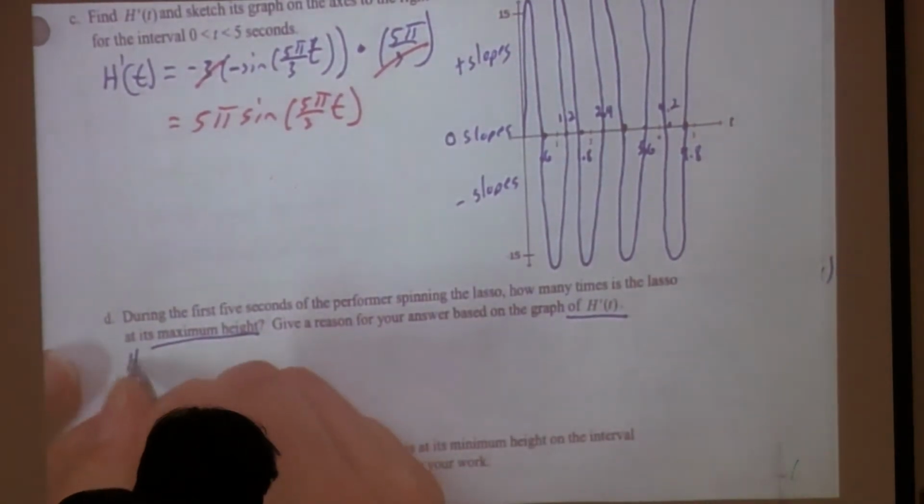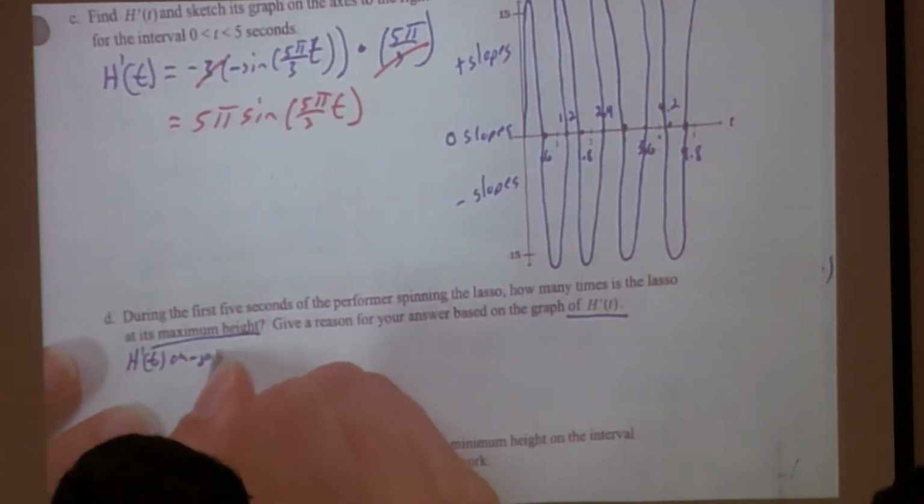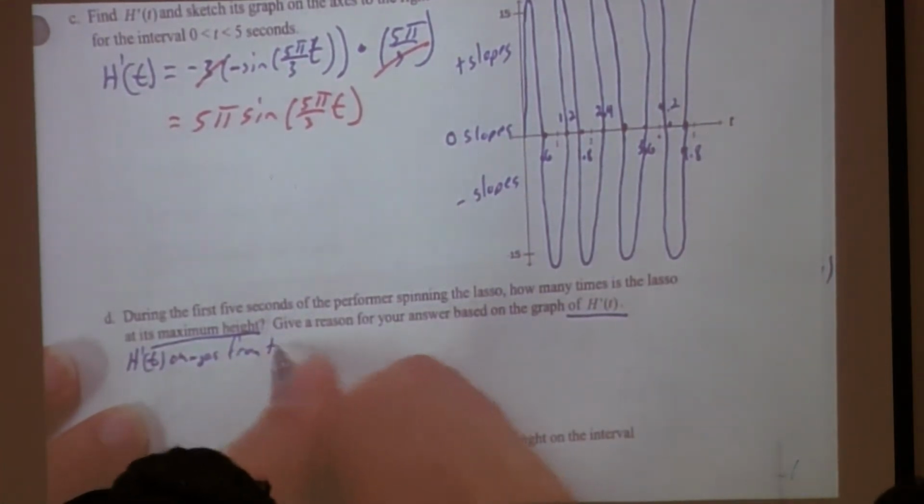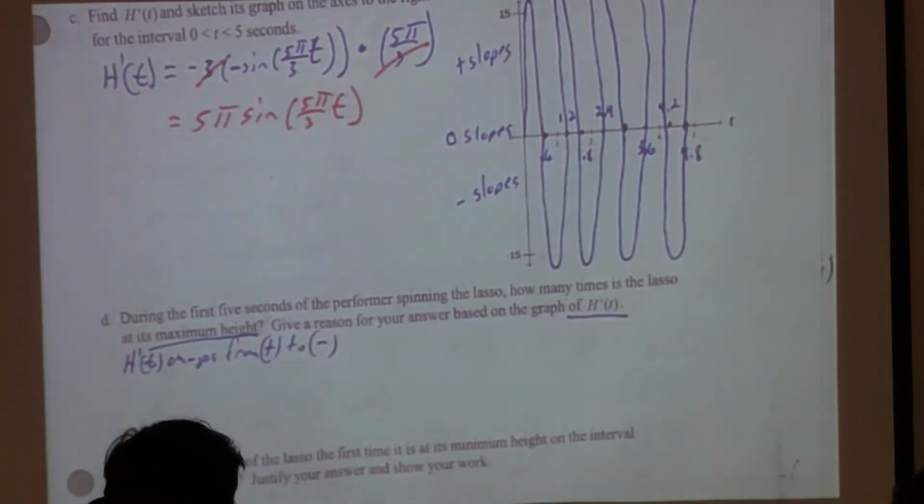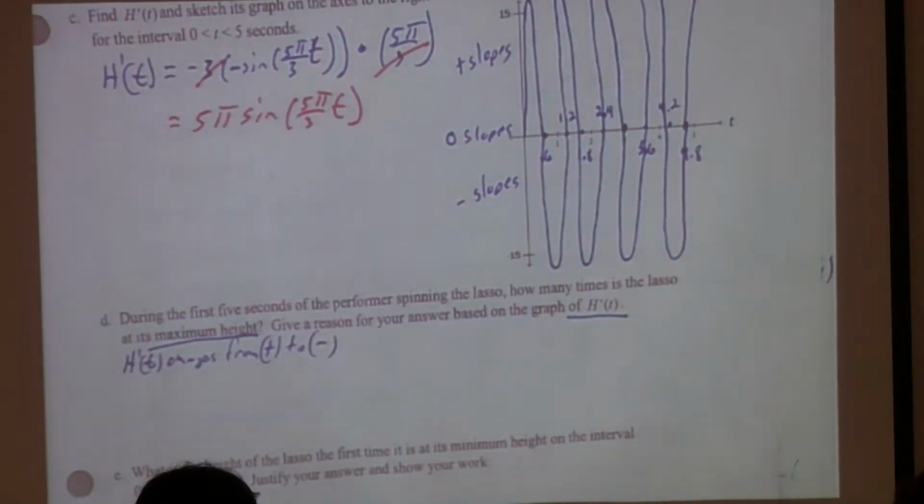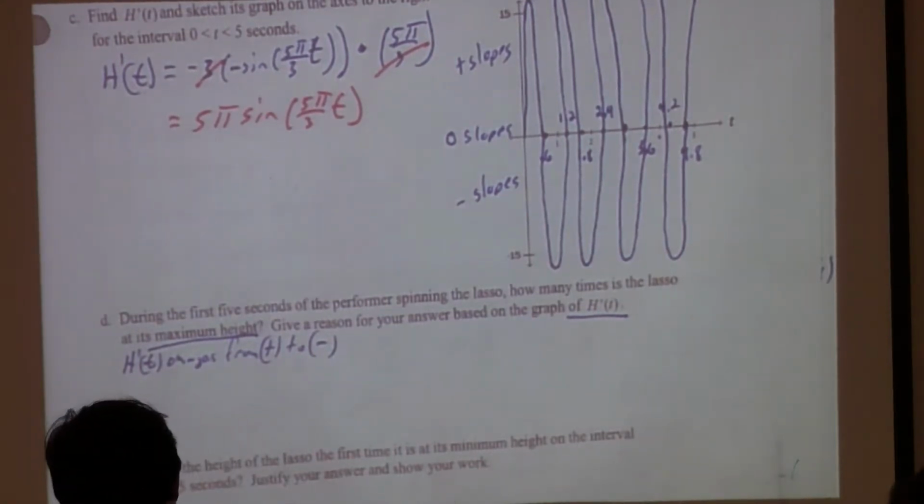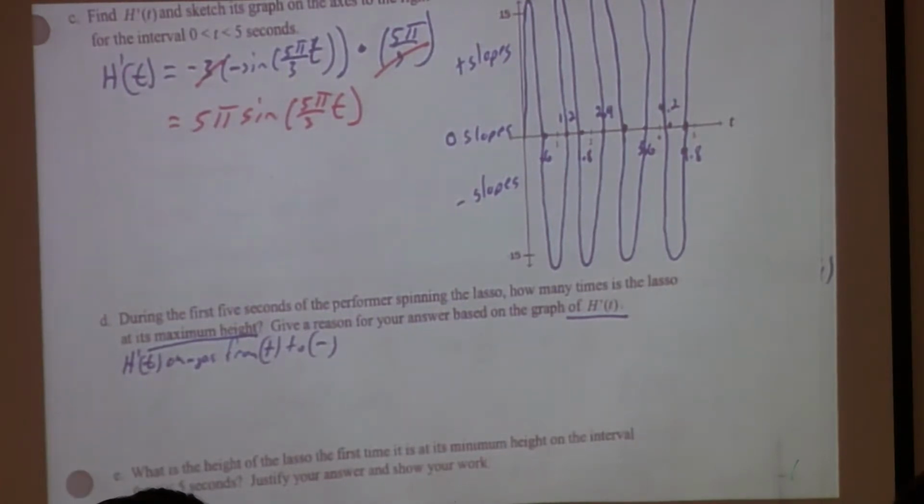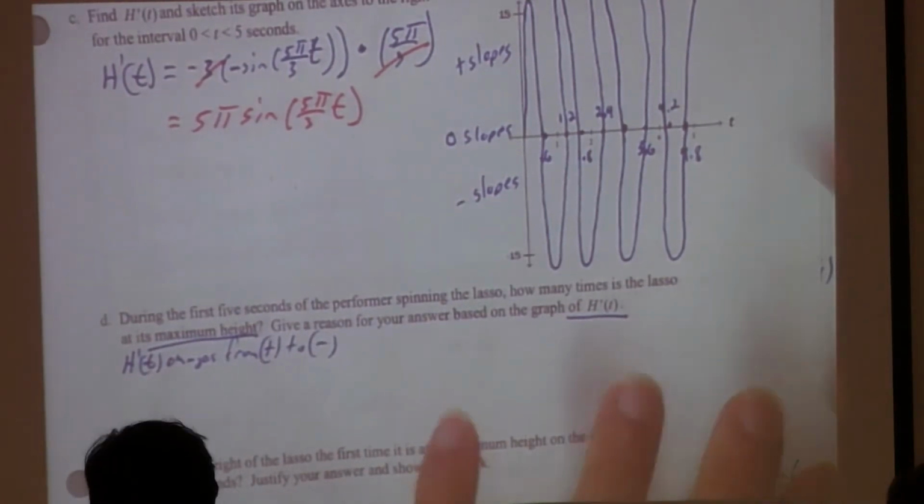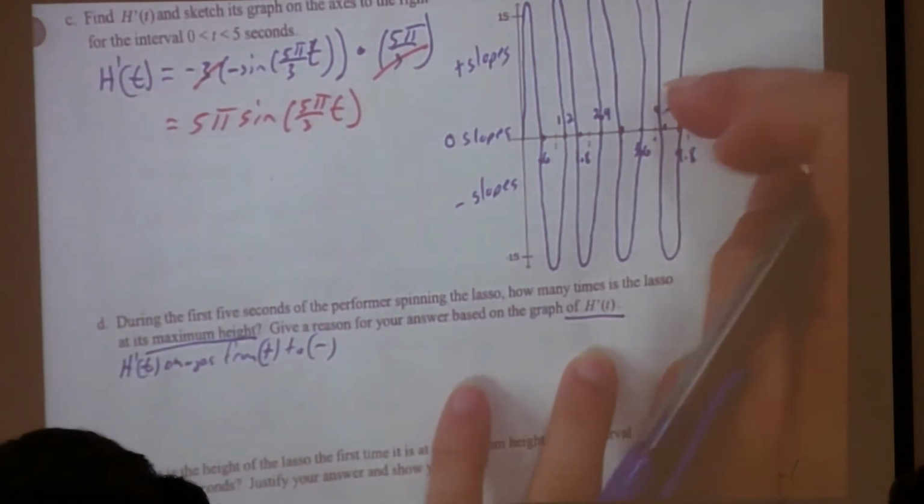Positive. Good, so I'm trying to find where this graph changes from positive to negative, meaning it goes from being where to where on the graph? Above the x-axis to below the x-axis. So can we figure out how many times that happens? How many times do I go, based off of this graph, from being above to being below?